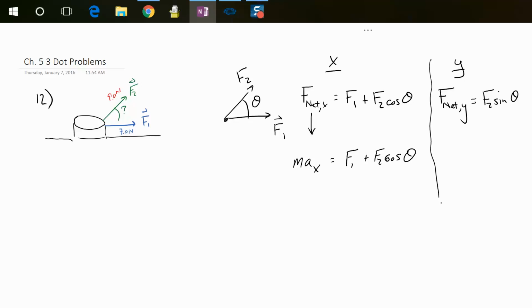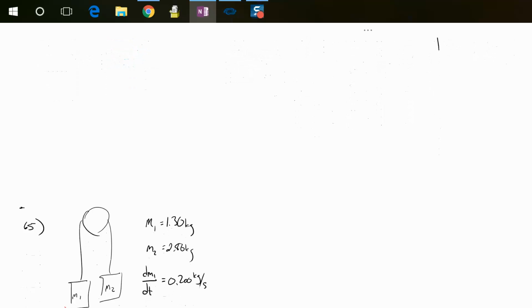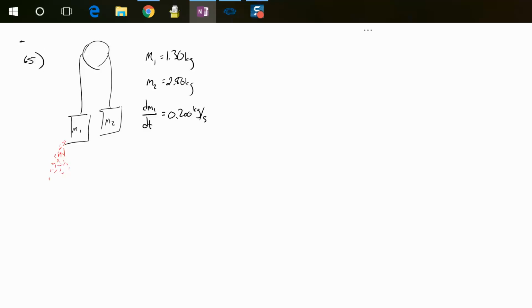All right. The other three-dot problem is a significantly more aggravating three-dot problem. It's number 65. It's an Atwood machine. Atwood machine is basically just a pulley with two masses hanging off either side. They exist mostly to torment physics students. It's an Atwood machine, but it's a very special Atwood machine. One of the masses is leaking.